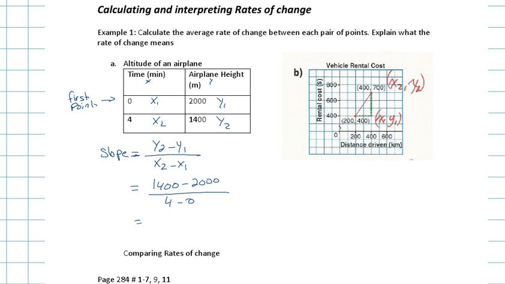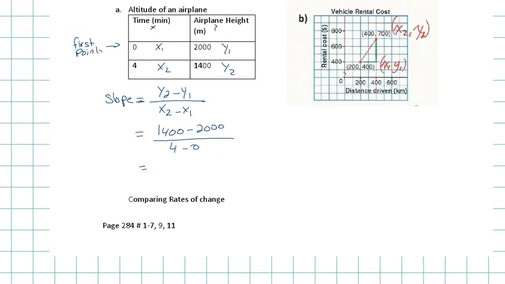Remember, right here it's the altitude of an airplane. We have time on the x-axis, airplane height on the y-axis. So I'm going to have negative 150 meters per minute. Eyes on the board for a second, please. For rate of change, you have to include units. I'm doing this over this, so that would be meters over minutes. That's why my unit is meters per minute.